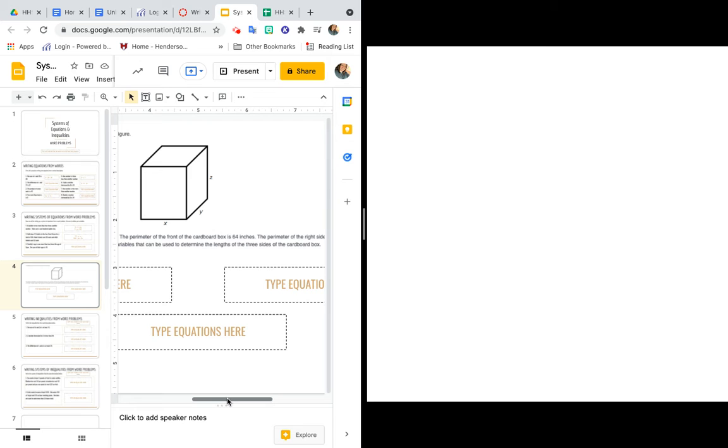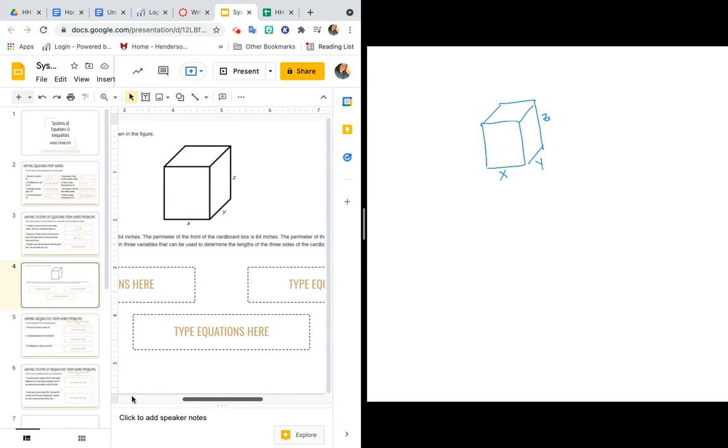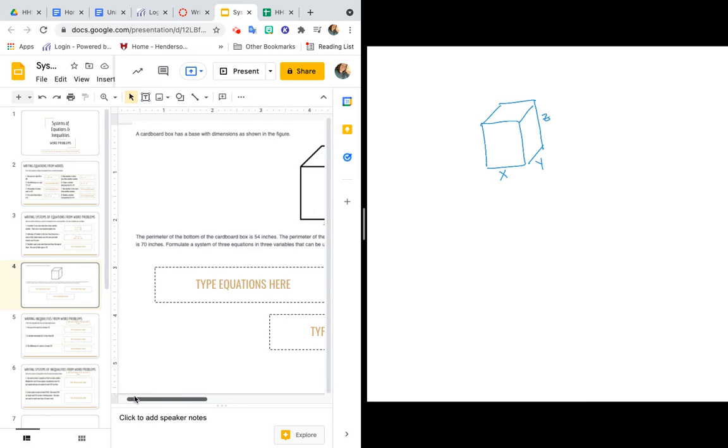Okay, I'm gonna draw my picture just so that we can see it a little bit better. So this side is X, this side is Y, and this side is Z. And we're told a few things. So the perimeter of the bottom of the cardboard box is 54 inches.